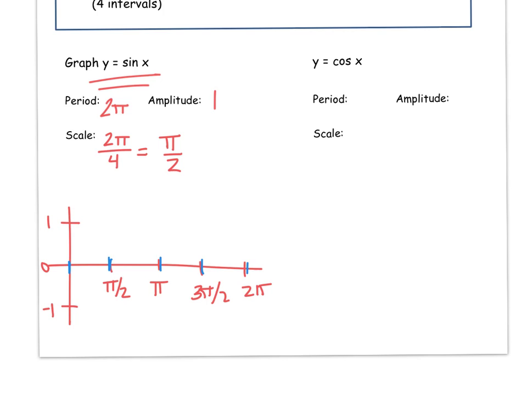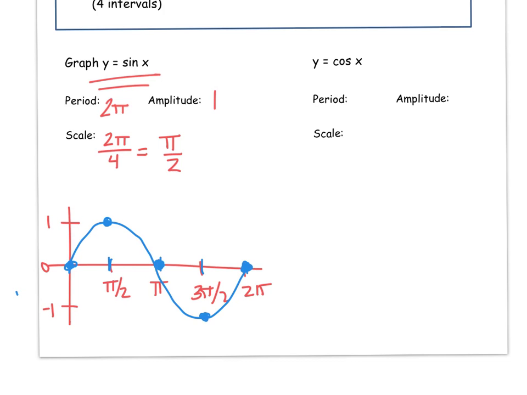So now when we're talking about sine, it is our y value. So our y value starts at 0 when it's at 0. And then it goes to 1, pi, -1, 0. So there's my sine graph.